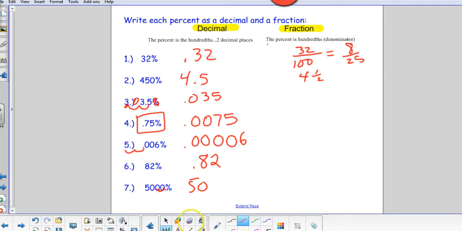3.5%. A lot of times it might be easier to write it into the decimal version first. See, that's 0.035. It ends in the thousandths place. This would be 35 thousandths.